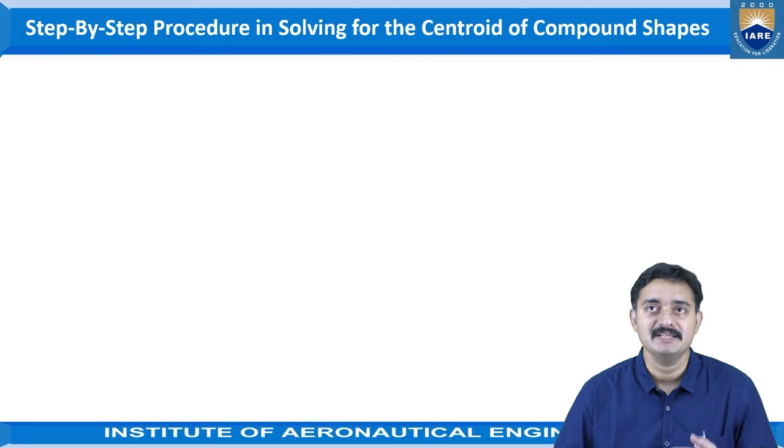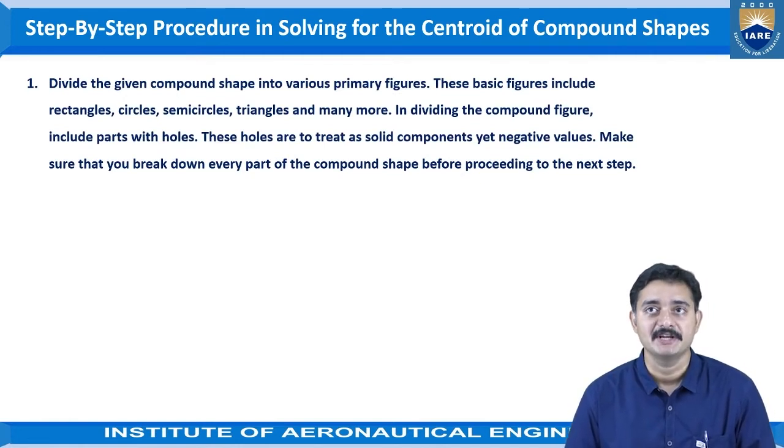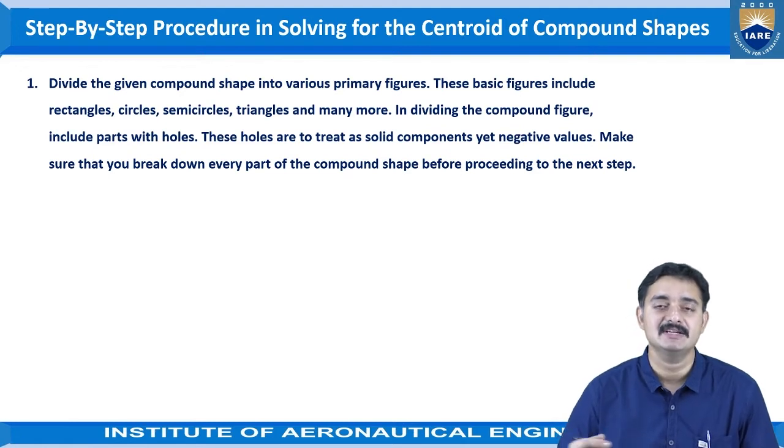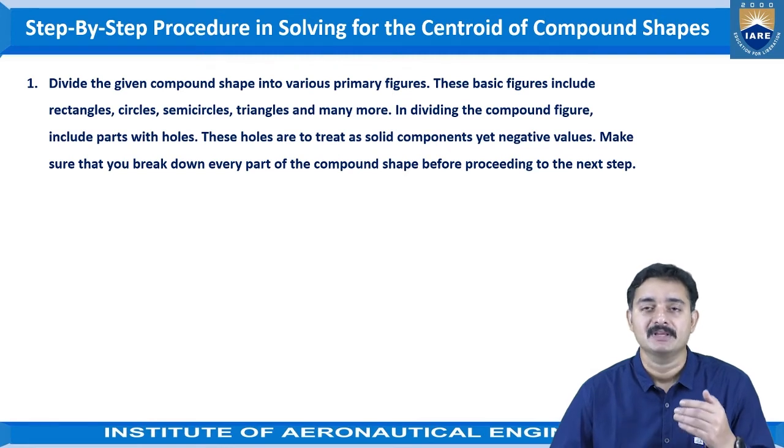Now let us see the step-by-step procedure in solving for the centroid of compound shapes. The first step is to divide the given compound shape into various primary figures, like rectangle, square, triangle, the known shapes. It may be a pyramid or a rhombus, anything which has a known shape. These basic figures include rectangles, circles, semicircles, triangles, and many more, where we know the centroid's position for these regular shapes. We will divide the given compound shape into regular shapes, including parts with holes.